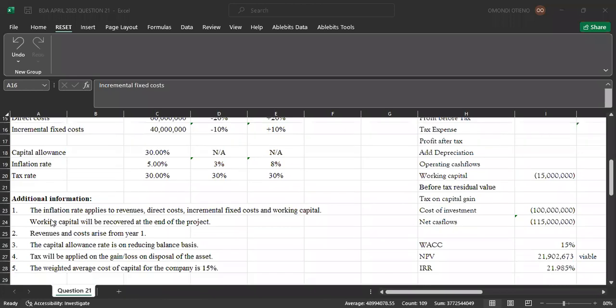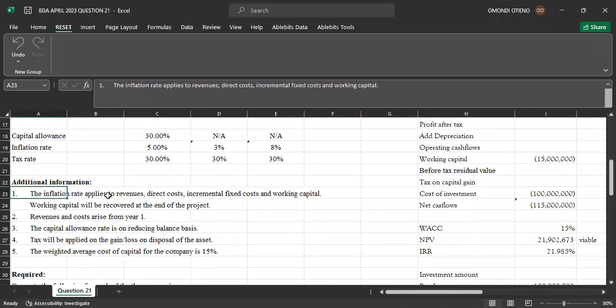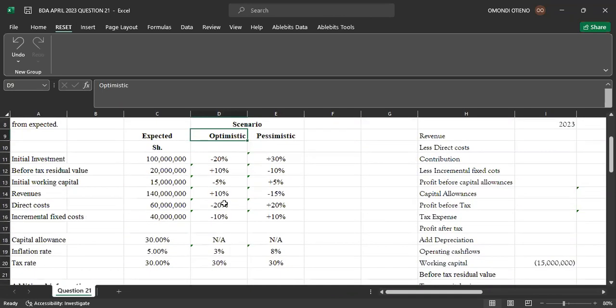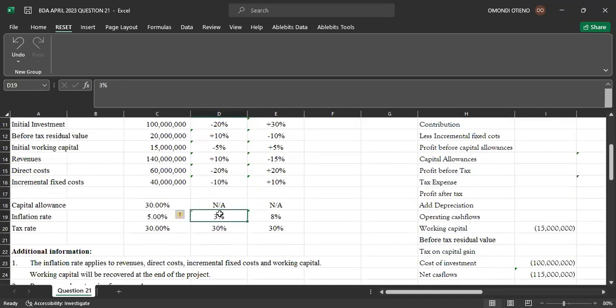So additional information number one, the inflation rate applies to revenue, the direct cost, incremental cost, capital allowances not applicable. Then direct cost, incremental costs, working capital. So just look at it. Now, under optimistic, the inflation rate is 3%, not 5%. It is 3%.